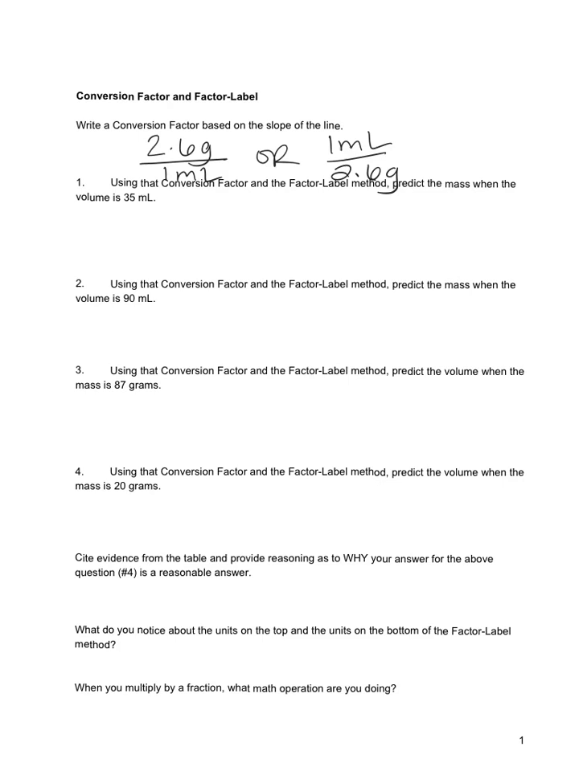For the first problem, it says using the conversion factor, or it's also called factor label, predict the mass when the volume is 35 milliliters. So I'm going to start with 35 milliliters. I like to do a train track, where I draw a line, draw the track going across it, and I just put a 1 underneath. That's just my placeholder there.